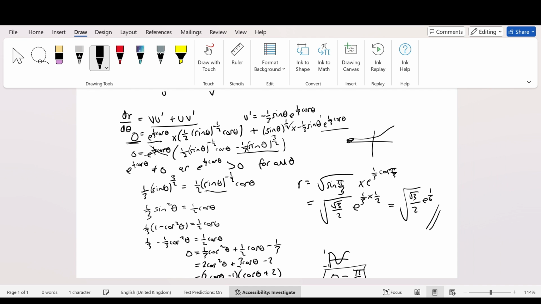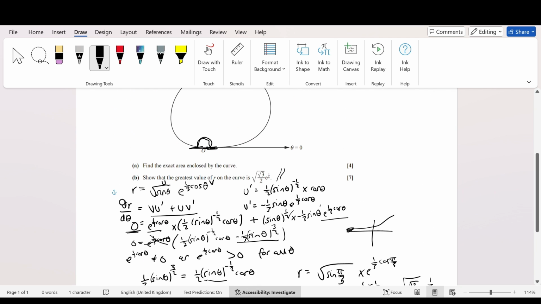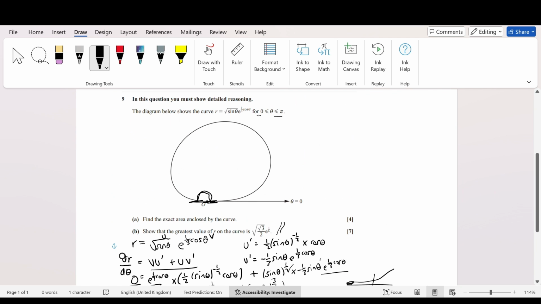So this might seem like a lot of working, and it is, that's why it's worth 7 marks, but really it's just applying trigonometry and maximization using differentiation in terms of polar curves. So the concepts aren't too difficult, but applying it to a polar curves question might be slightly more tricky, and that's why it's really important you cover these kinds of questions.